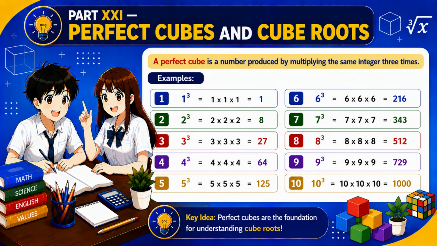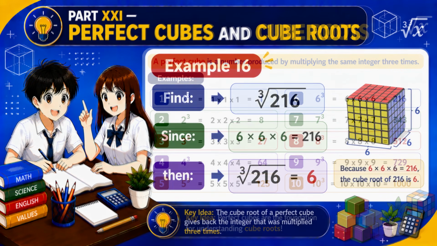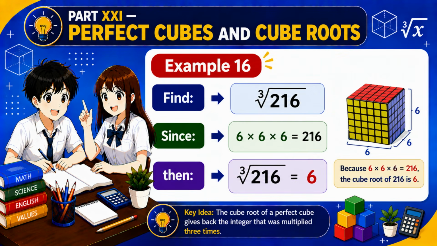A perfect cube is a number produced by multiplying the same integer 3 times. Example: find the cube root of 216. Since 6 times 6 times 6 equals 216, then the cube root of 216 equals 6.